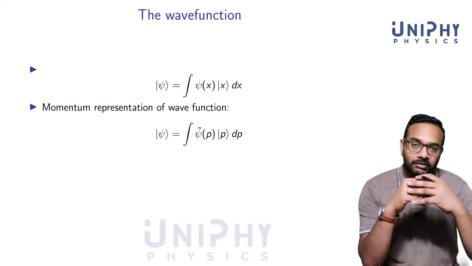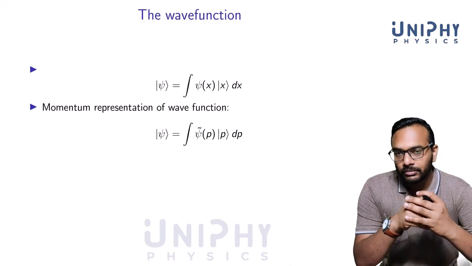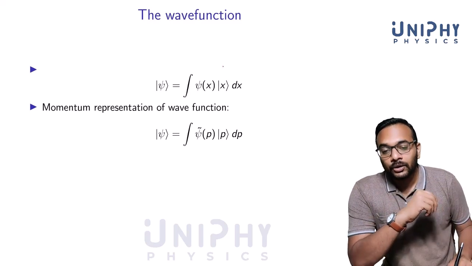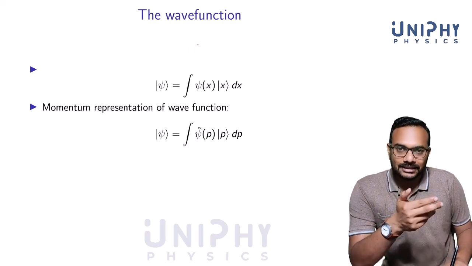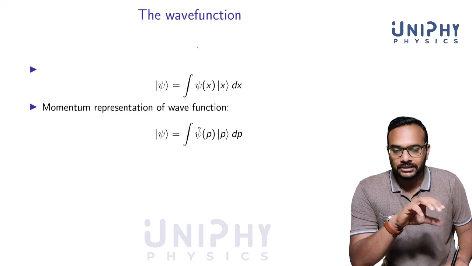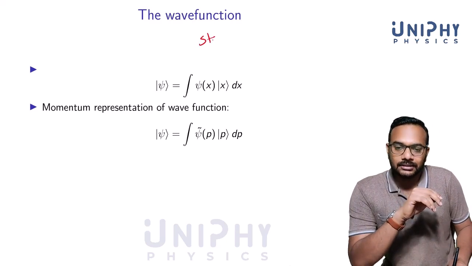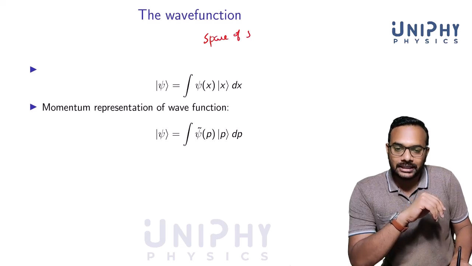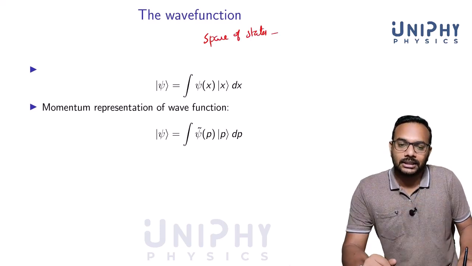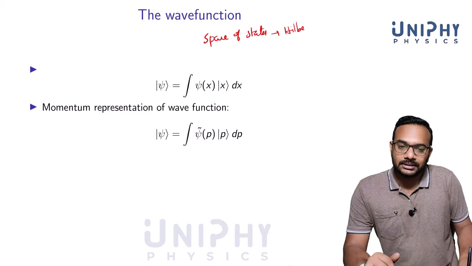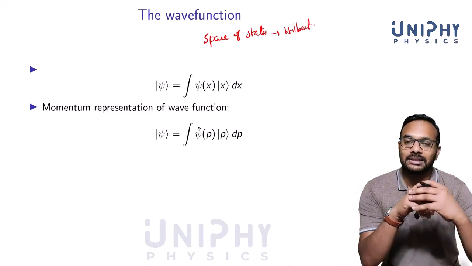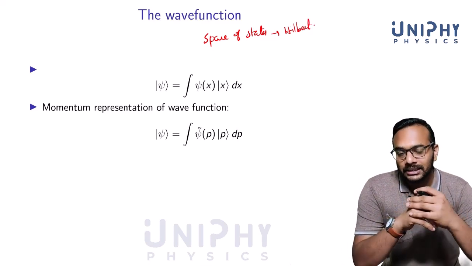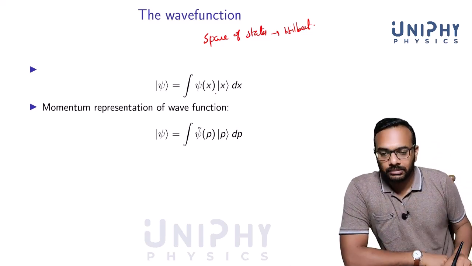From our previous classes, we are clear that in quantum mechanics, states are represented by vectors in Hilbert space. The space of states in quantum mechanics is known as the Hilbert space. This means that every possible state is represented by a vector in the corresponding Hilbert space.